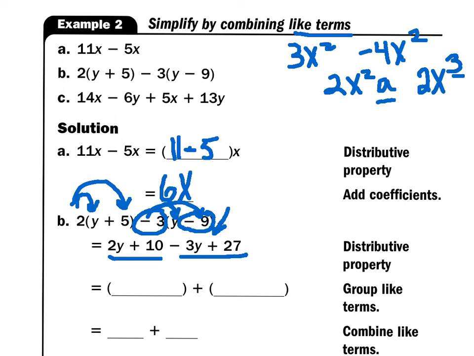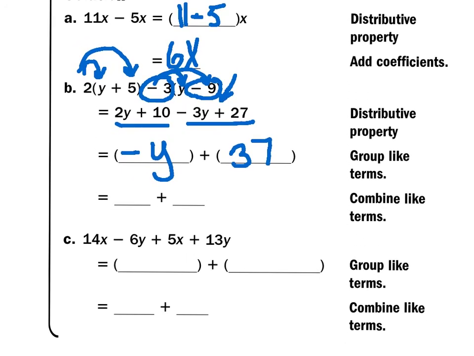Now, where are my like terms in here? I have 2y minus 3y. If I have 2 yo-yos and I get rid of 3 yo-yos, I have negative 1, but we really don't say 1 when we're multiplying, so just negative y. And then 10 plus 27 is 37. Then I can get rid of that grouping symbol just to make it look a little better, and say that's just negative y plus 37.